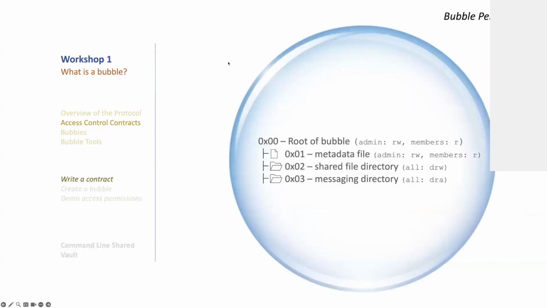So in terms of permissions, the permissions we want to model in our smart contract here. Every bubble has the special file 0, which is the root of the bubble. You can think of that as like a root directory of the bubble. Anyone who has write access to that has permission to create a bubble on an off-chain storage system.